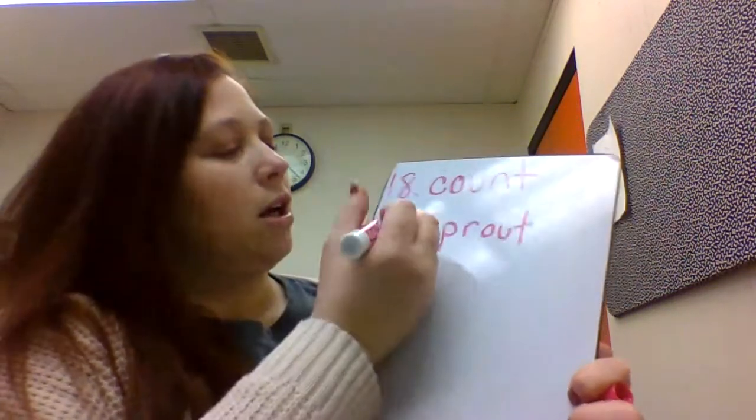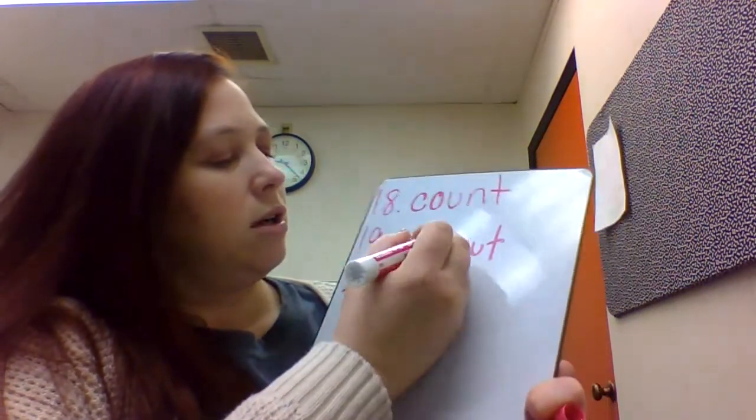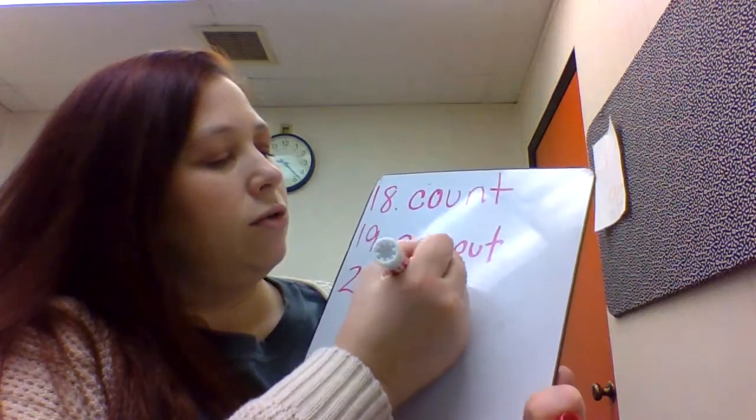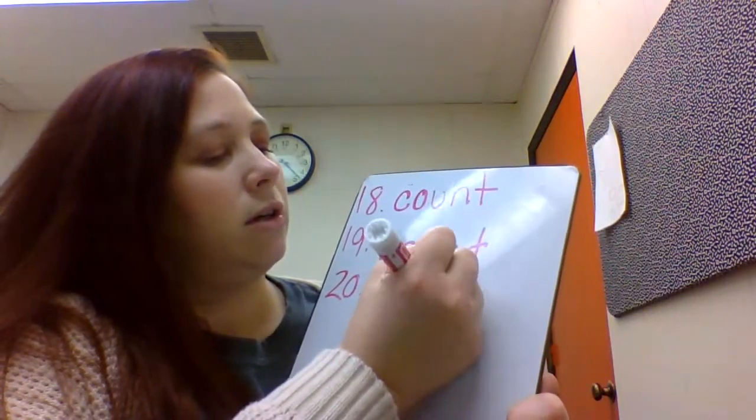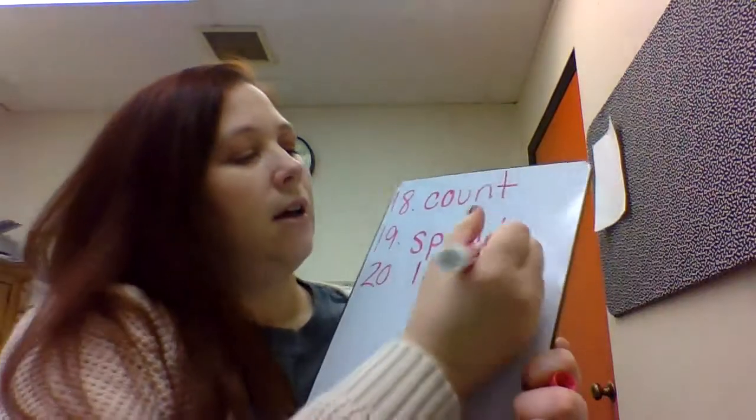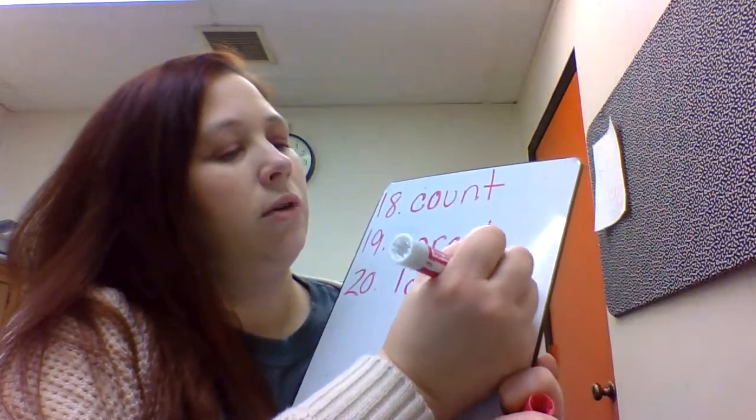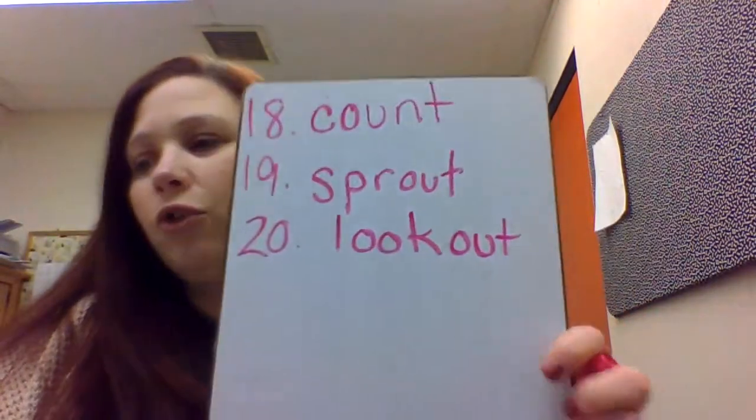And number 20, look out. L, or sound is O-O, k, look. And then out, O-U-T. All right, make sure you have these as well.